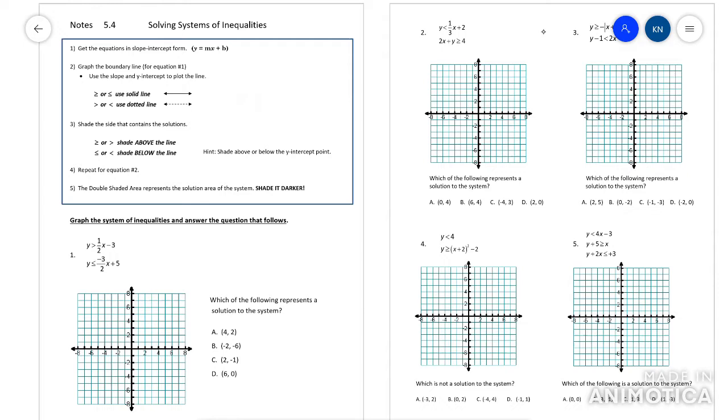All right, now some background information. If you have the or equal to sign on your inequality, that means you use a solid line. If you don't have that or equal to, you're going to use a dotted line. So keep that in mind. And then in terms of where to actually shade, above the line or below the line, if your symbol is greater than, you're shading above the line. If your symbol is less than, you're shading below the line. So let's go ahead and get started.